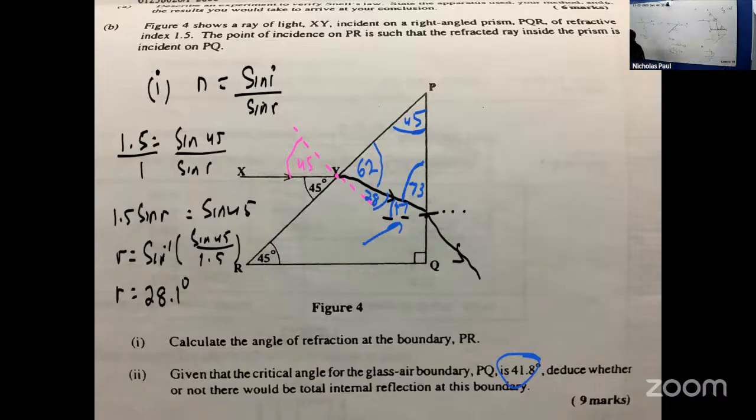All right. But you can answer what they say, right? So what you should say is that it will not undergo total internal reflection because the angle of incidence is 17 degrees, which is less than the critical angle.